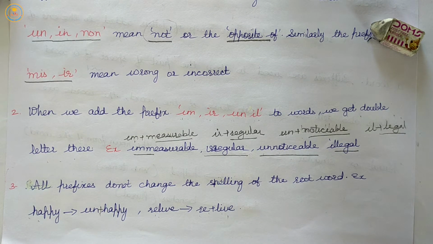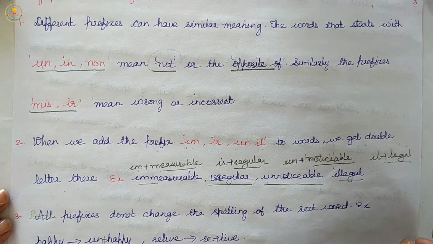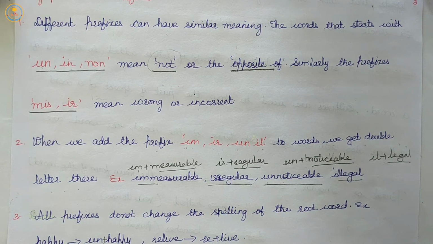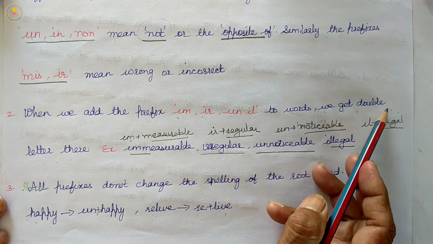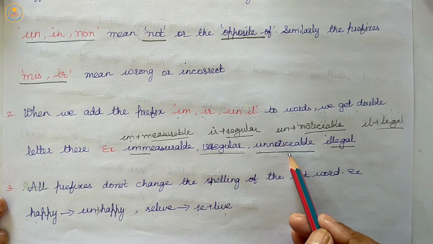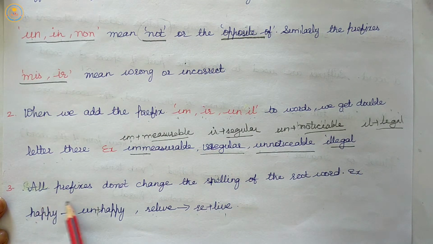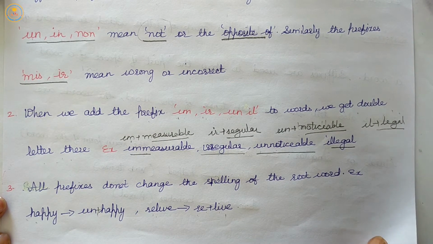So here, the first key point is that different prefixes can have similar meaning. The words that start with un, in or non mean not, or the opposite of. Similarly, the prefixes mis or ir mean wrong or incorrect. When we add the prefix im, ir, un or il to words, we get double letters. Examples: immeasurable, irregular, unnoticeable, illegal. All prefixes do not change the spelling of the root words. Examples: unhappy, relive.